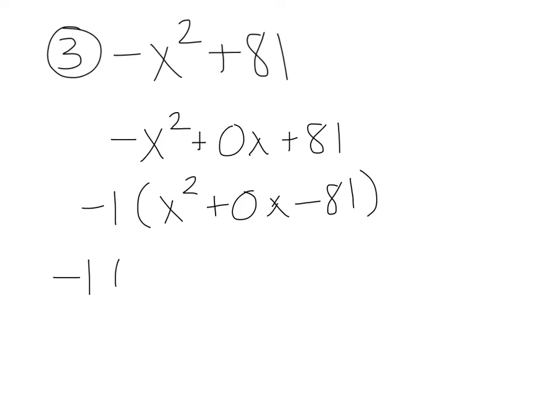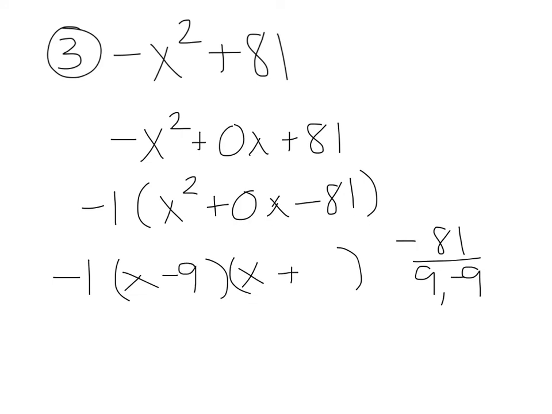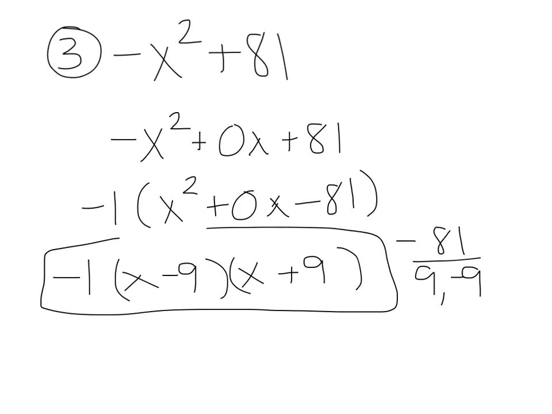And put a negative 1 on the outside, draw your two parentheses. X times x gives you x squared. We want to find factors of negative 81 that are going to add up to 0. So we have 9 and negative 9 would work. So minus 9 and plus 9. And there is your answer. Double check to make sure negative 9 plus 9 equals 0. And you're good to go.